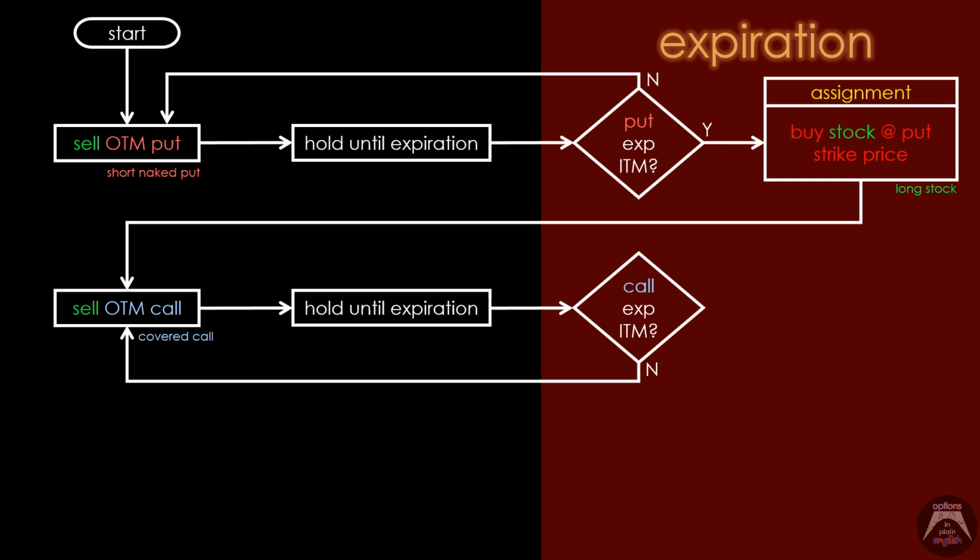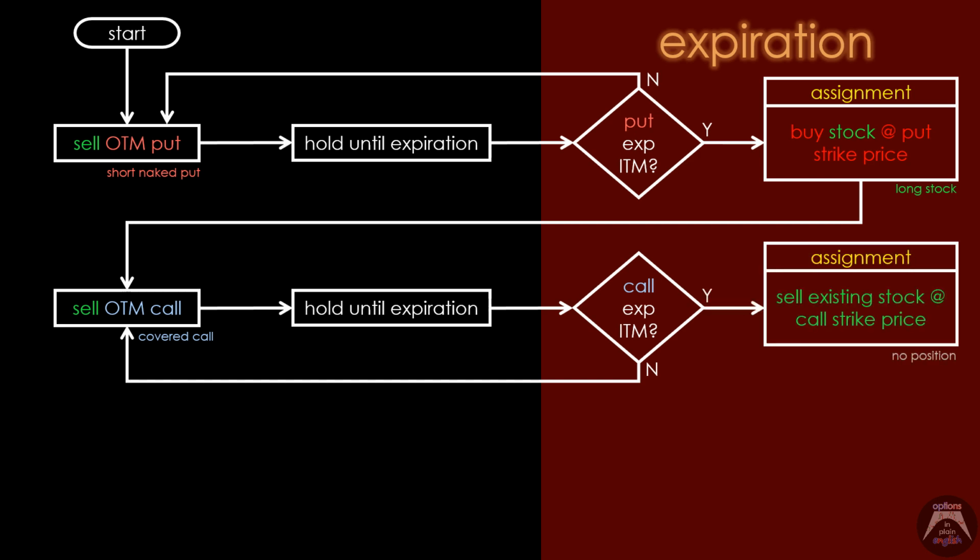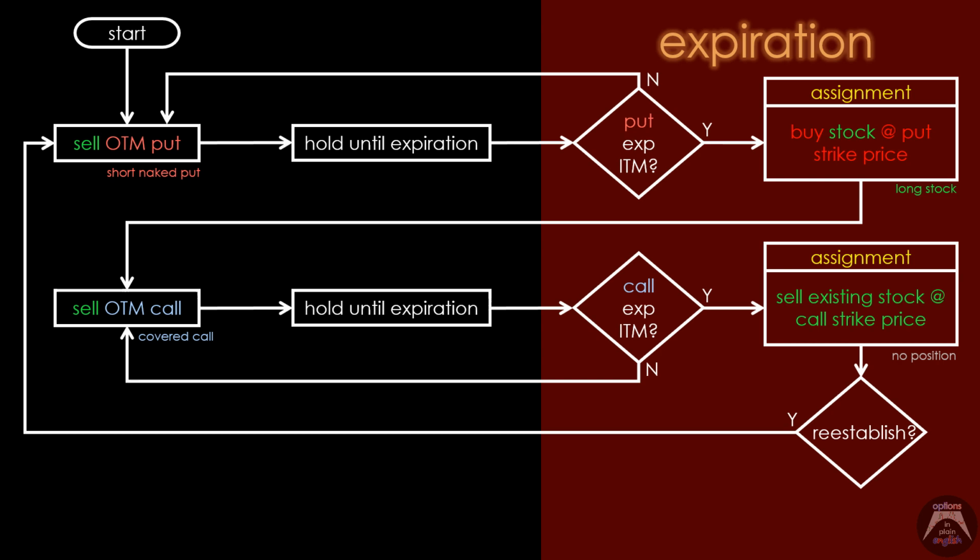If it did expire in the money, however, our existing stock will get called away, and we'll sell that stock at our short call strike price, which will leave us then with no position, and with a full cycle of the wheel already completed. It is now up to us if we want to keep it going, by re-establishing and starting over, or if we want to put an end to this position and free up capital for other strategies.